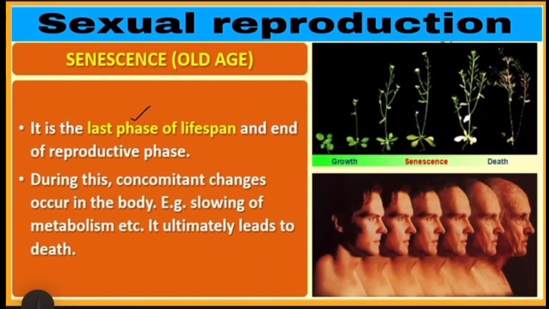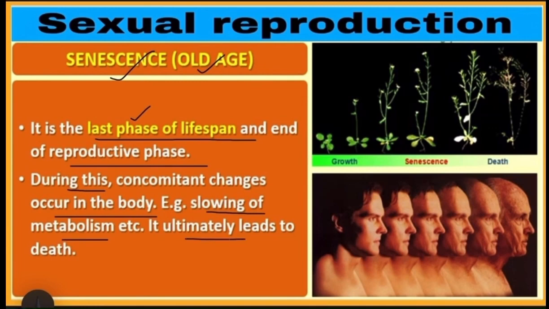Last phase of lifespan, it is called as senescence or old age. It is the last phase of lifespan and end of reproductive phase. And during this, we find certain changes occur in the body, like slowing of metabolism, which ultimately leads to death of the organism.